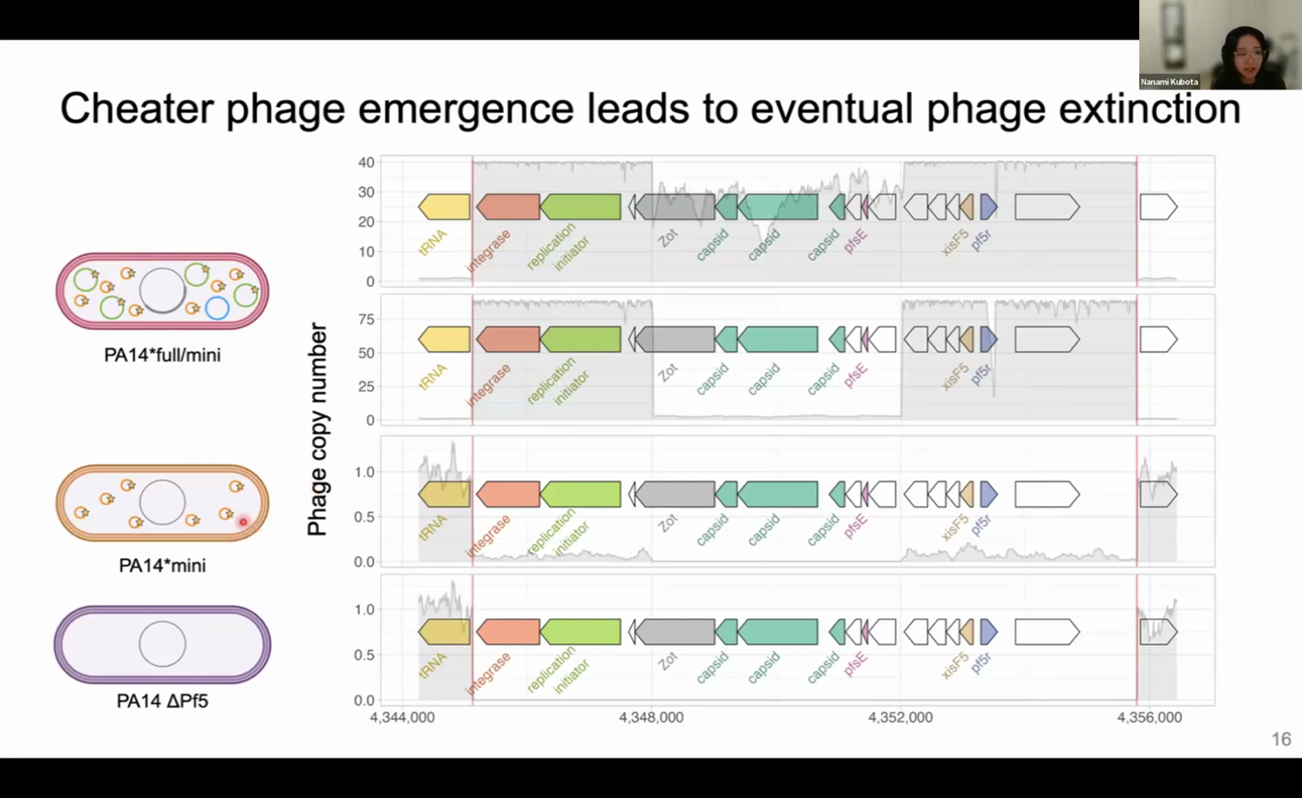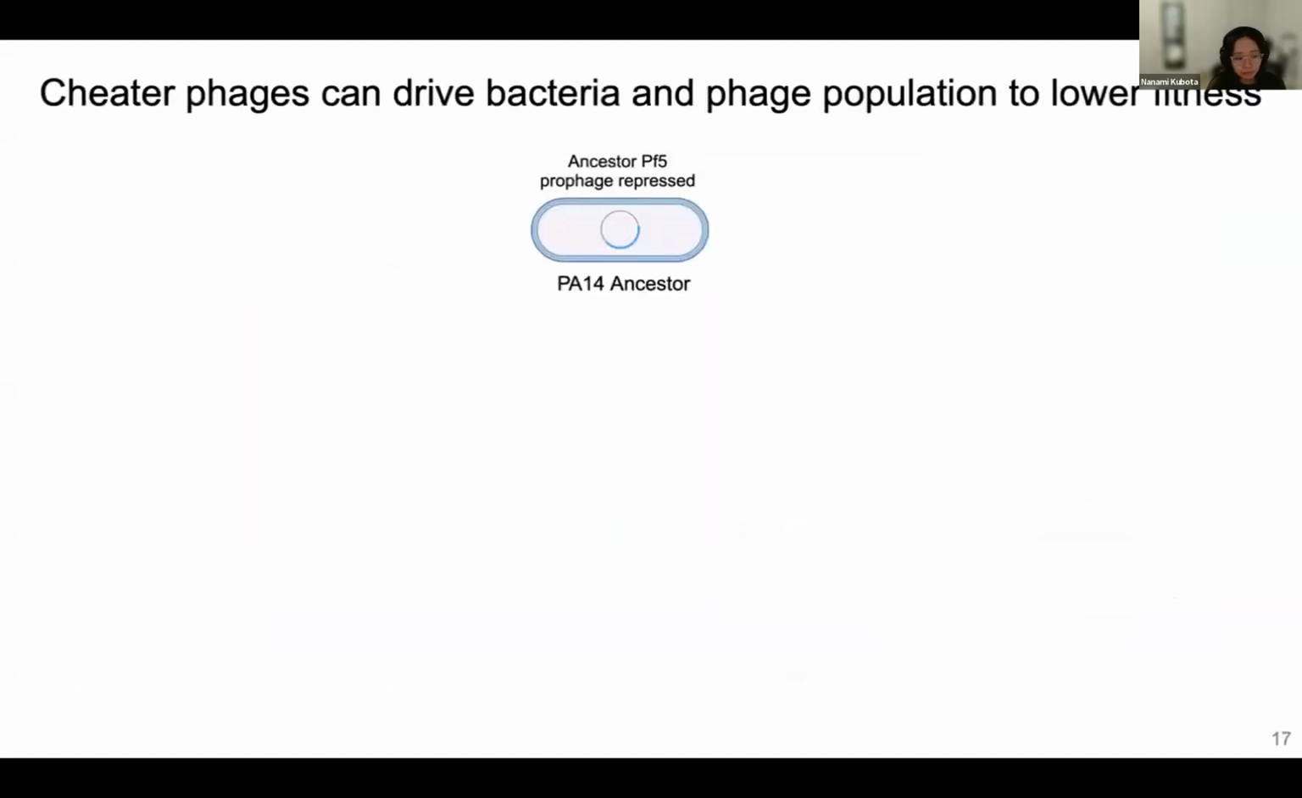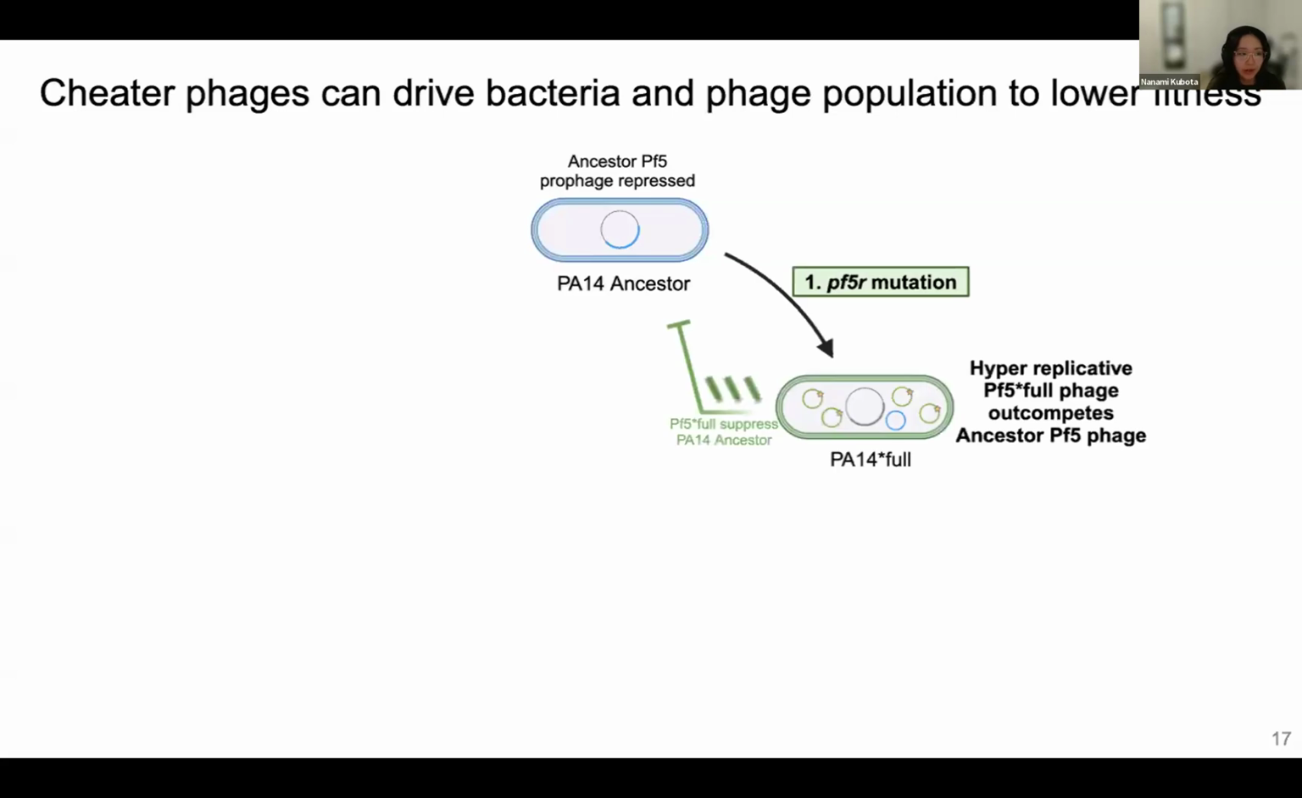And once you have a bacteria that's only infected with these cheater phages, it becomes a tragedy of the commons in the sense that these bacteria can't make phage, the phages can't cheat off of other phages, and over time you lose the phage, and the phage goes extinct. So to just recap, we had our ancestor, and after 12 days, we saw this repressor mutation get selected for, which allows hyperreplicative phage to increase in number, as well as allow the bacterial host to outcompete its ancestor.